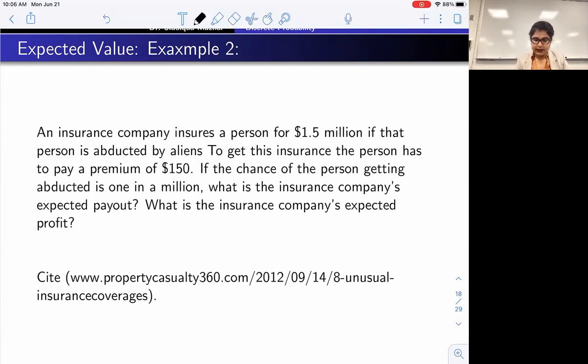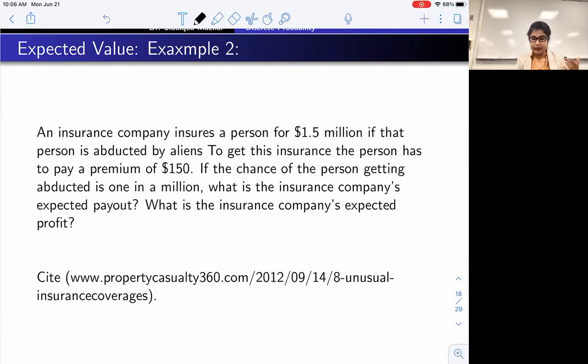The insurance company insures a person for $1.5 million if that person is abducted by aliens. To get this insurance, the person has to pay a premium of $150. If the chance of the person getting abducted is 1 in a million, what is the insurance company's expected payout and what is the insurance company's expected profit? This is the same thing, but you have to think on it.